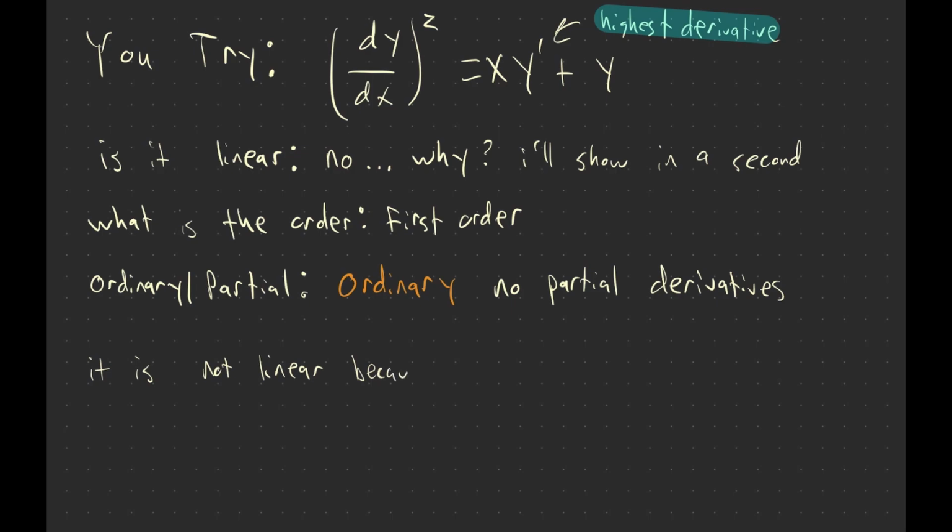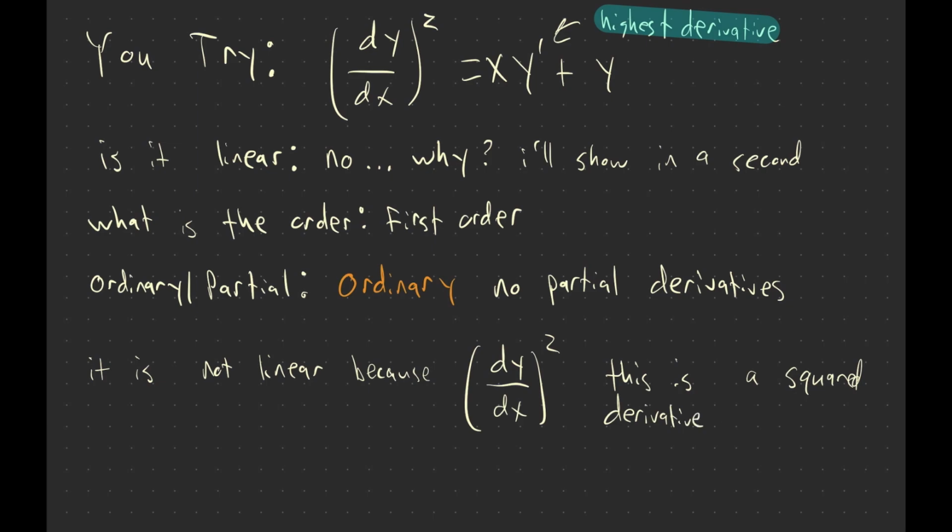So why is it not linear? It's because dy over dx, a derivative of y, is squared. This is a good cue that it's not linear. So look out for that when you're getting tested on this.